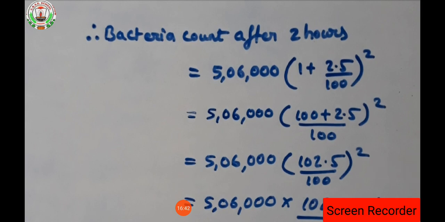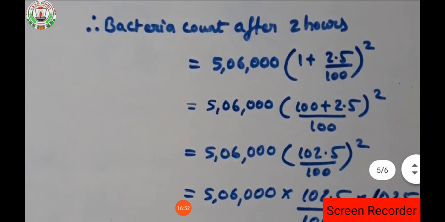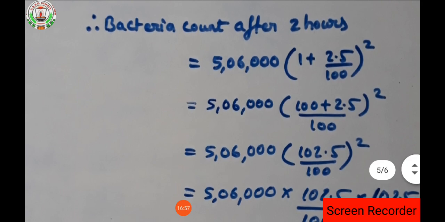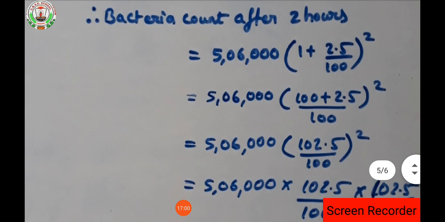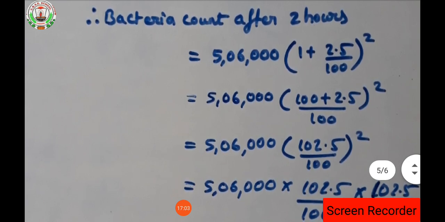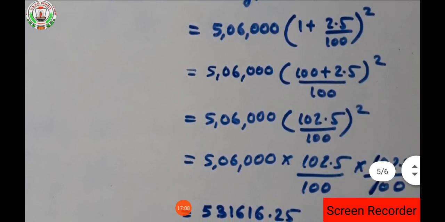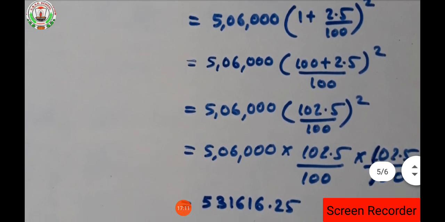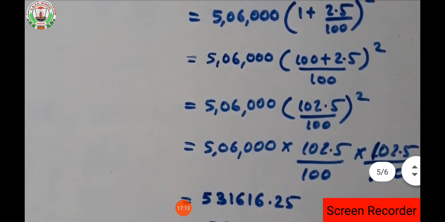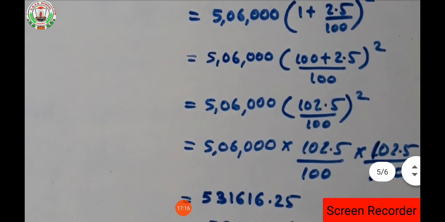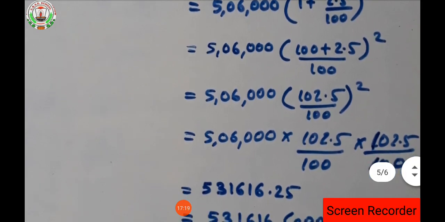This is again the same as the formula of amount, but we can't write the word amount here since it is talking about the bacteria count. We have to count the number of bacteria. So the bacteria count after 2 hours is equal to 5,06,000 into 1 plus 2.5 upon 100 whole to the power 2. Now 100 will be cross multiplied, so 100 plus 2.5 upon 100 whole to the power 2. When 100 is added to 2.5, it becomes 102.5 upon 100 whole to the power 2.